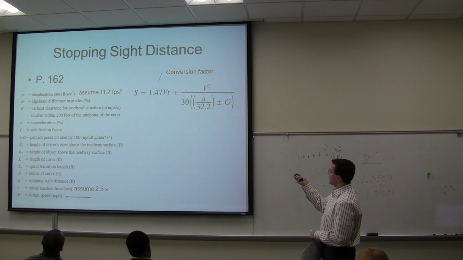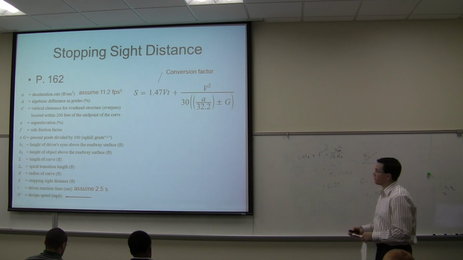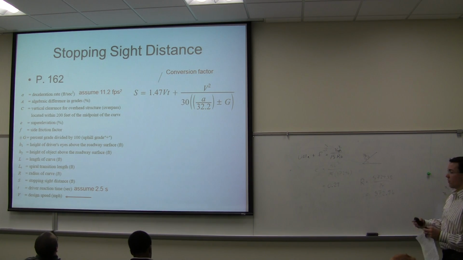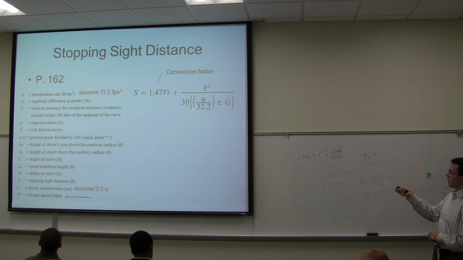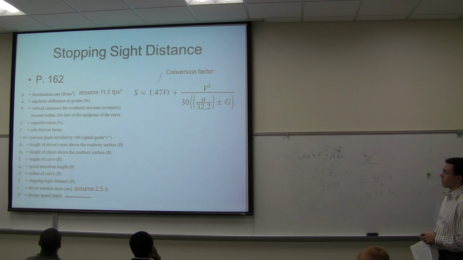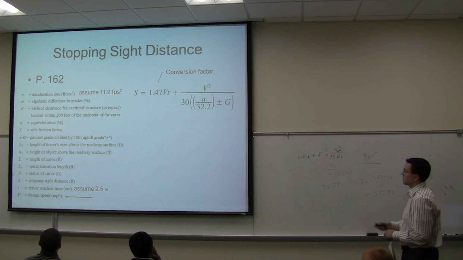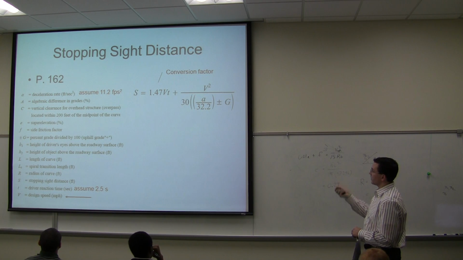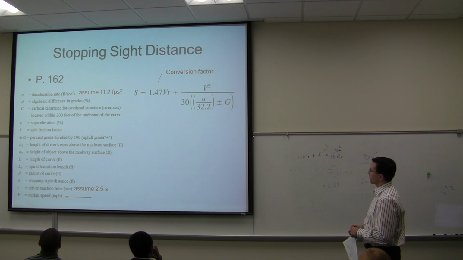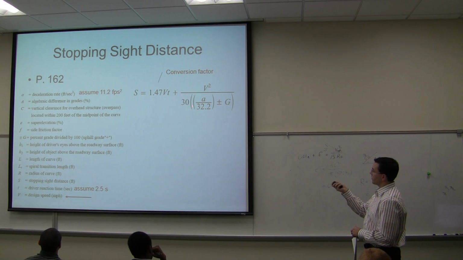Second term, you're taking your speed, dividing by, this is relating the friction, or a deceleration rate, when you slam on the brakes. And again, this stays in miles per hour. Your conversion factors to go from miles to feet are built into that, because this term is also going to end up in feet. It's the braking distance.